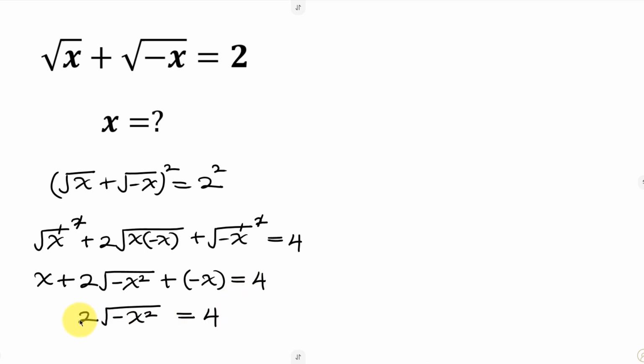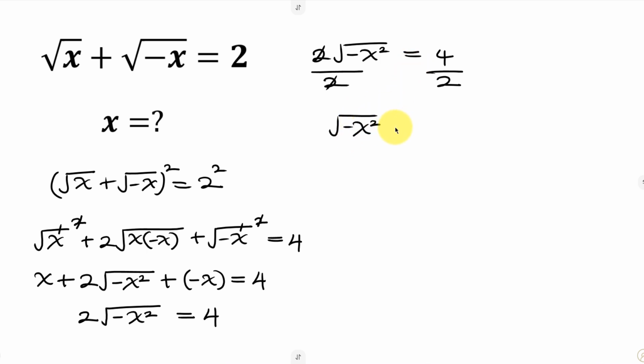Good. Now from here, we can just divide both sides by 2. So on the left, we have 2 times the square root of negative x squared equal to 4 on the right. So we divide both sides by 2. Notice that these 2 can cancel out, leaving behind the square root of negative x squared on the left-hand side to be equal to 4 divided by 2, which is 2. Good. Now to get rid of this square root, we take the square of both sides. So I'll take the square of the left, take the square of the right.